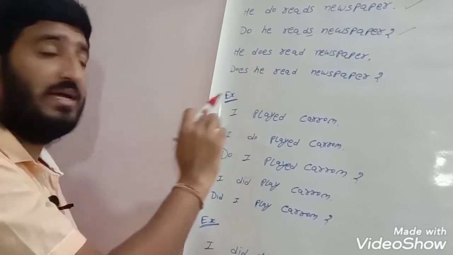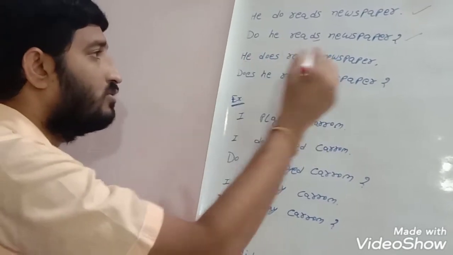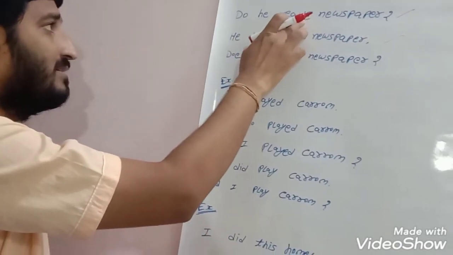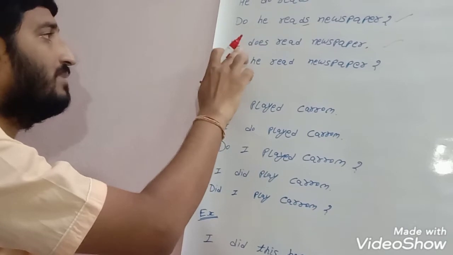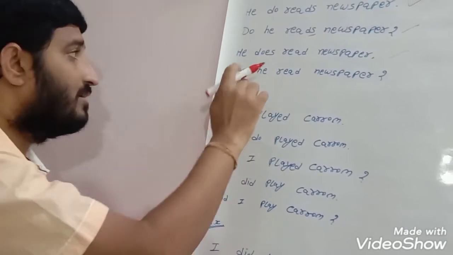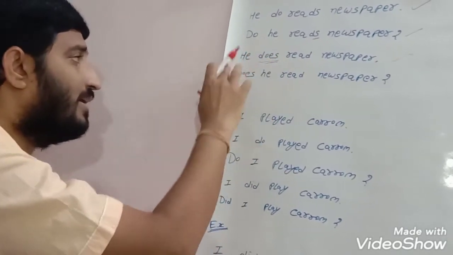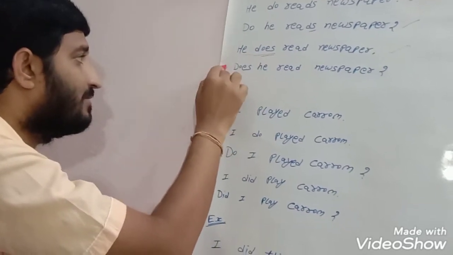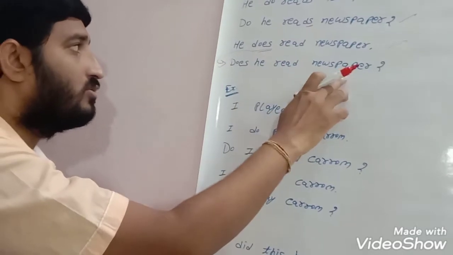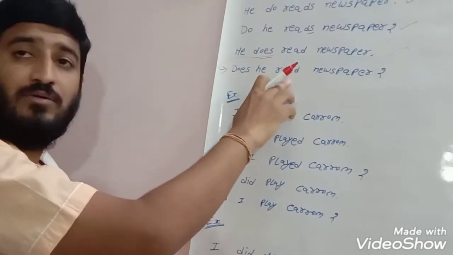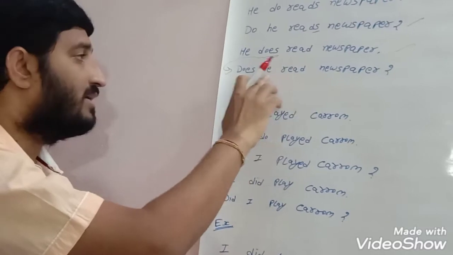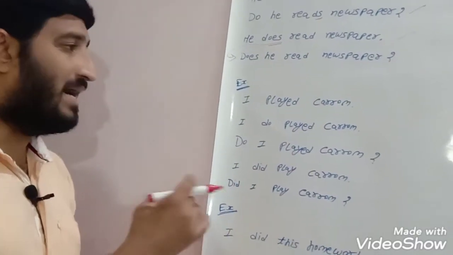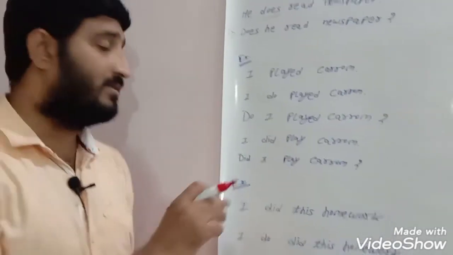So the sentence will become "He does read newspaper," because we are taking this S to this "do," so it will become "he does." And this also can be converted into interrogative, drag and drop, that is "does." "Does he read newspaper?" If it is "does," our main verb will remain the light one. "Does he read newspaper?"